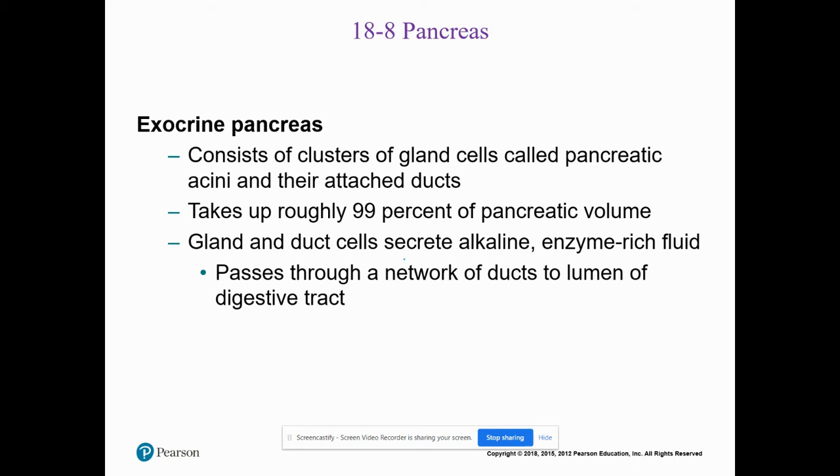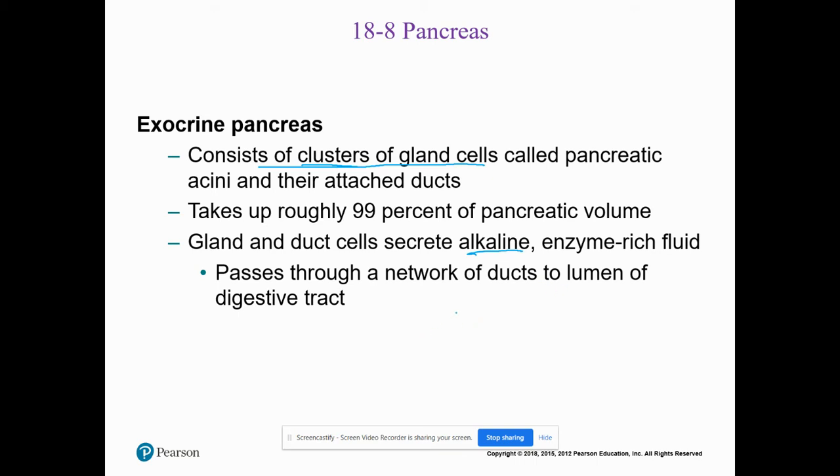All right. The exocrine functions for pancreas. It is a cluster of the glands. And they're called pancreatic acini, as well as being attached to their ducts. They take up 99% of the volume for the pancreas. The gland and duct cells themselves secrete a basic or alkaline fluid that's rich in enzymes, and then it's going to pass through a network of ducts to the lumen and the digestive tract.